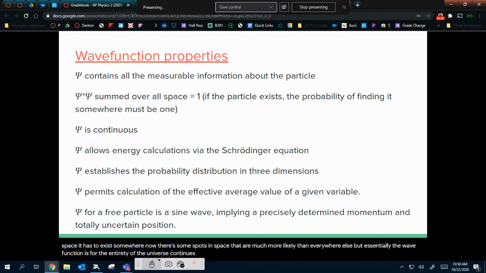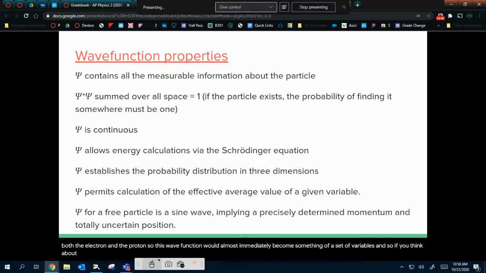Psi is continuous, right? If you know what a continuous function is. It allows energy calculations via the Schrodinger equation, which we're not going to deal with. Psi establishes the probability distribution in 3 dimensions. So it should be noted that you don't just feed into this thing its x position. For an electron, you have to feed in its x, y, and z position, and the time that you start. And if you went to a hydrogen atom, you'd have to feed in the x, y, and z position of both the electron and the proton. So this wave function would almost immediately become something of 7 variables.